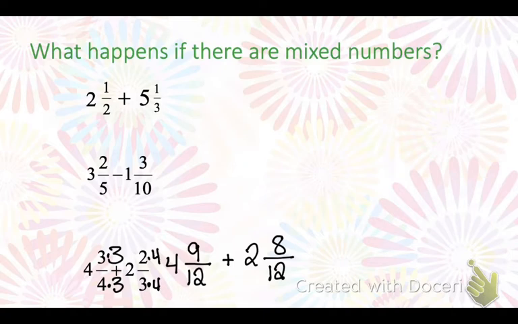From here, I'm going to write up here just to let you know, because we have a little bit extra work. 4 plus 2 is 6. And then I add the top numbers. 9 plus 8 is 17 over 12.